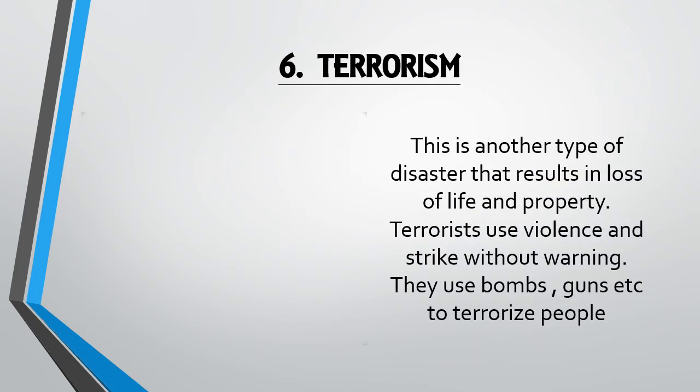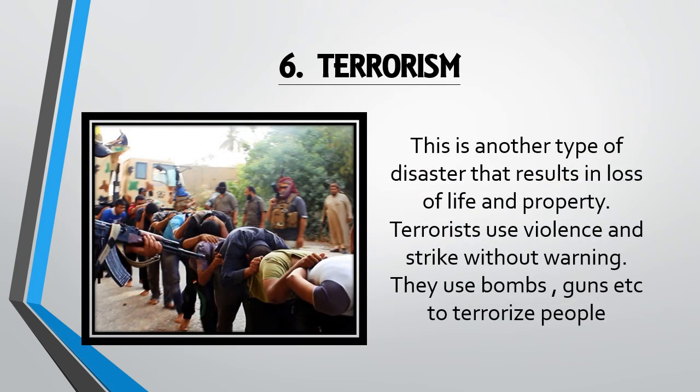Terrorism. This is another type of disaster that results in loss of life and property. Terrorists use violence and strike without warning. They use bombs, guns, etc. to terrorize people.